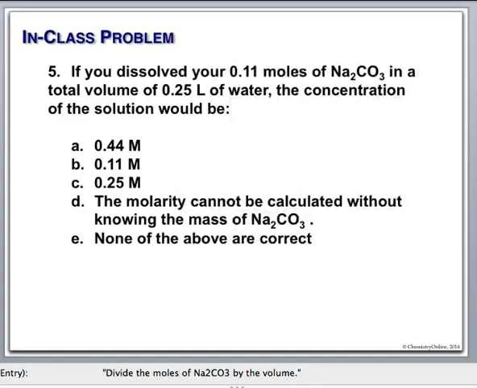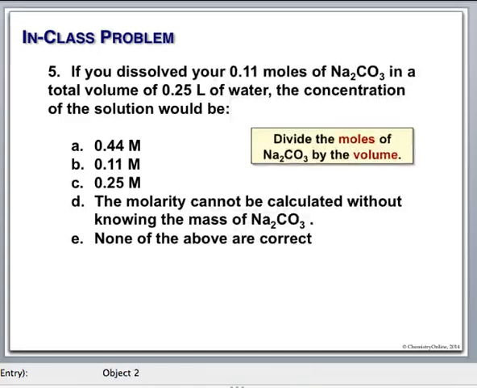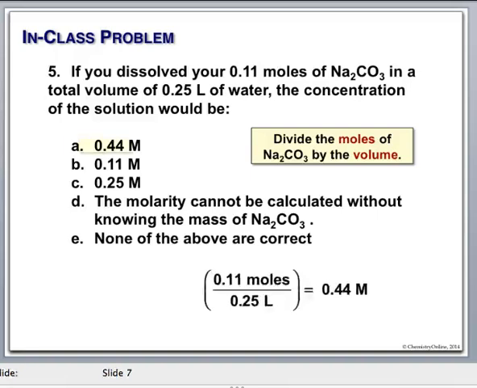Now remember, when we calculate concentration, we're simply going to take our number of moles and divide it by our volume in liters. That gives us moles per liter or molarity. We are given that we have 0.11 moles and that we have 0.25 liters. Simply divide them, and this is 0.44 molar.